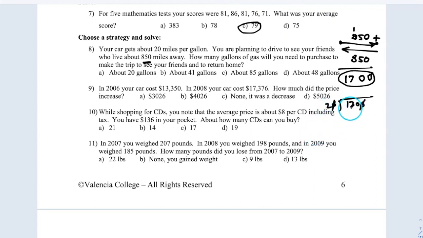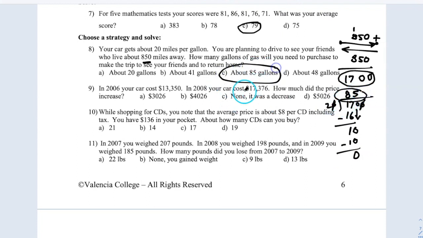2 into 17 is 8. 8 times 2 is 16. 17 minus 16 is 1. And then I bring down the 0. 2 into 10 is 5. 5 times 2 is 10, and 10 minus 10 is 0. So your answer is 85 gallons.